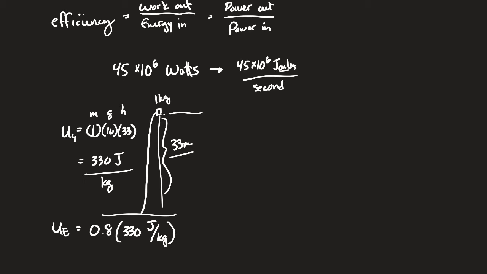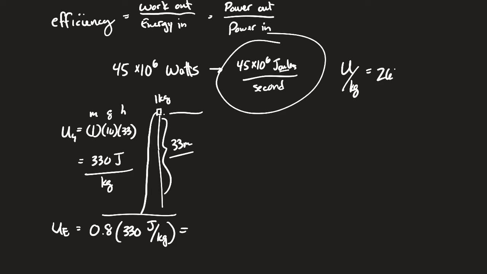Everybody understand what that is? And we need 45 times 10 to the 6 joules per second. And I'm only going to get whatever that is. Can somebody multiply that out for me so I can point at it and talk about it? All right, so the amount of energy per kilogram is 264 joules per kilogram.